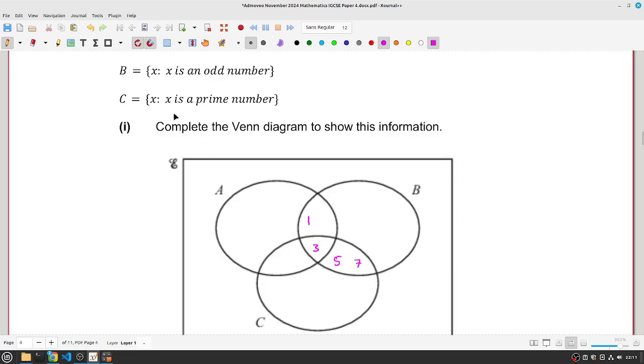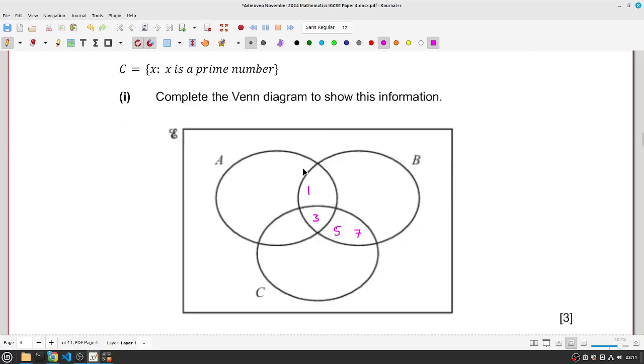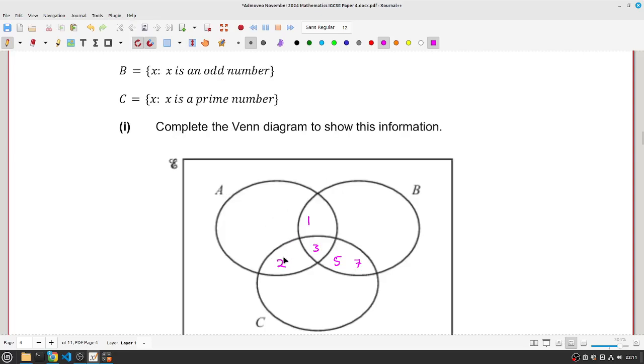Okay. Then the last overlapping part here, A and C. So factors of 12, which are prime numbers. Okay, so 2 is a factor of 12 and a prime number. And no other, we've already accounted for all the odd numbers that are factors of 12. So non-odd numbers that are factors of 12, only 2.